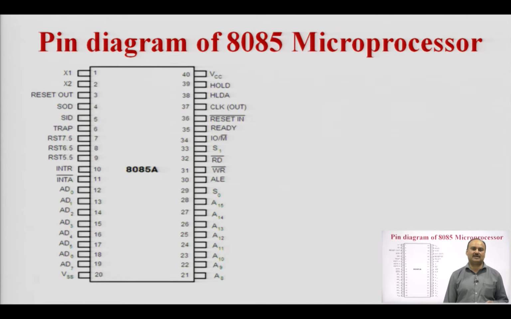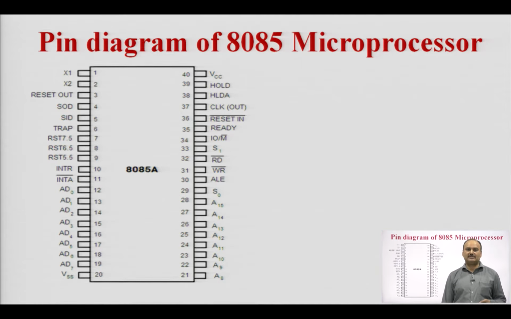These operations are opcode fetch operation, memory read operation, memory write operation, input output read operation, input output write operation, bus idle operation, interrupt acknowledge operation, halt operation and hold operation. So, these statuses of operation are given by the status signals of the 8085 microprocessor.